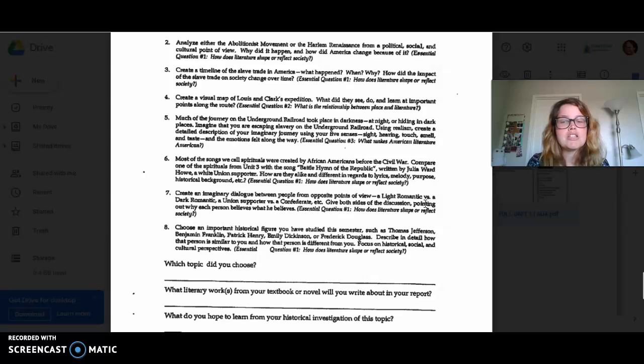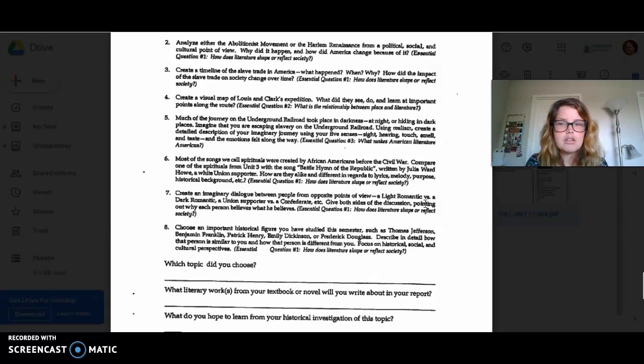7, create an imaginary dialogue between people from opposite points of view, a light romantic versus a dark romantic. So, Emerson versus Poe, something like that. A Union supporter versus a Confederate. So somebody who wanted to stay versus somebody who wanted to secede, right? The slave owners versus like Lincoln supporters. Give both sides of the discussion, pointing out why each person believes what he believes. So that one would be good for the research, and if you're a person who likes talking.